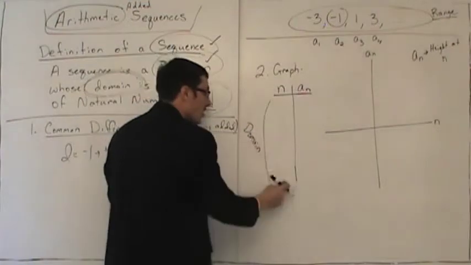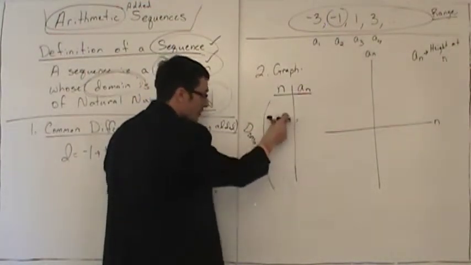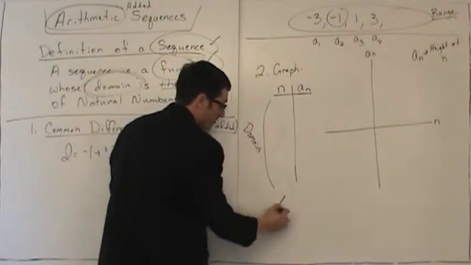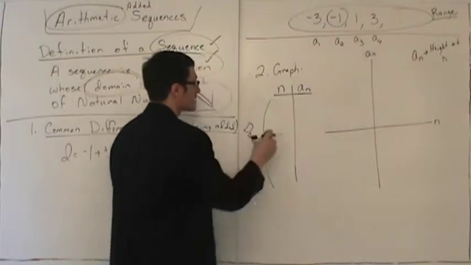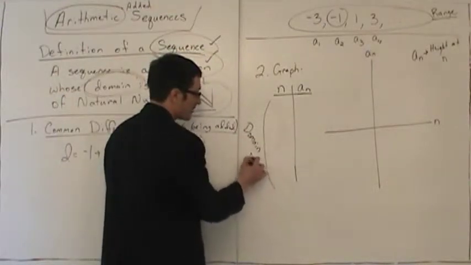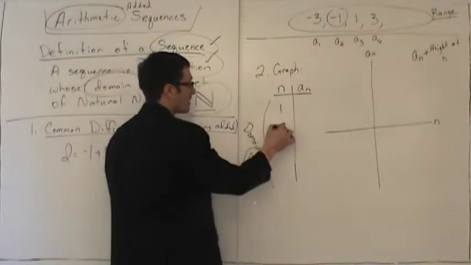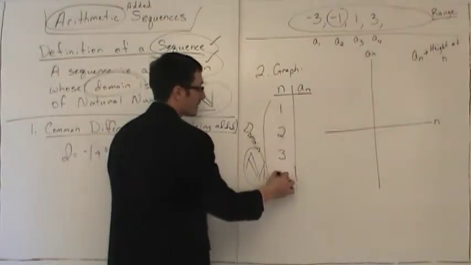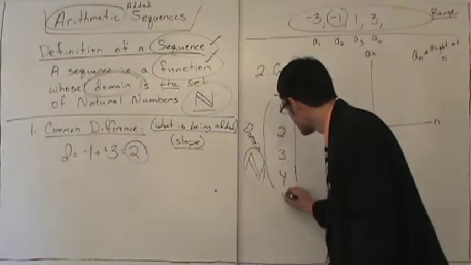So we already know what our domain is. Up to this point in this class, you've regarded domain to be any real number. Any number could be in the domain, not with sequences. With sequences, the domain is very specific. The domain is always the set of what? Natural numbers. So we say the domain is 1, 2, 3, 4, and nothing else. Put dot, dot, dot.